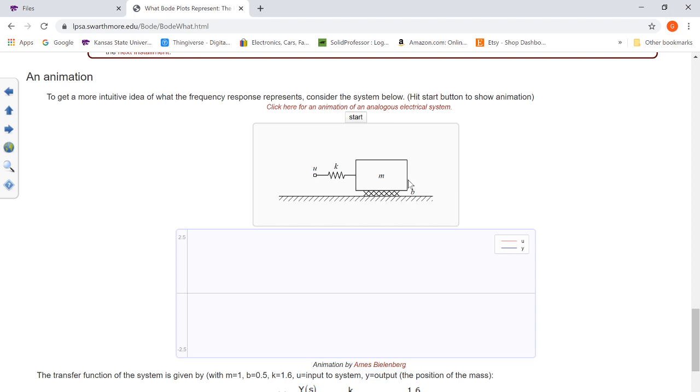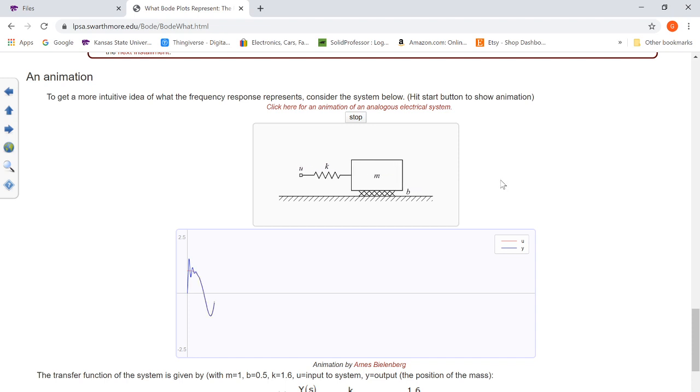And there's a couple things I want you to note. We're going to put a sinusoidal input in, and we're going to get a sinusoidal output out. But the output is going to vary from the input in phase and magnitude. Phase and magnitude. Okay, so let's just watch this here real quickly.